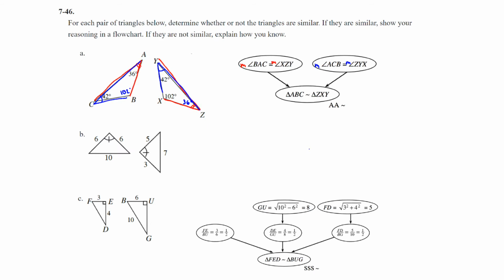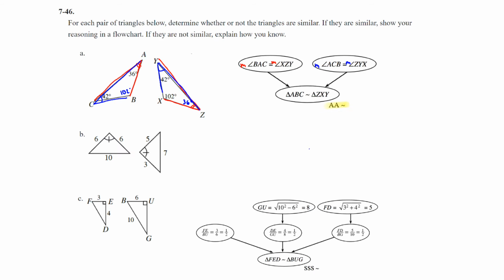And remember, angle A should be the same as angle Z. All right, angle B should be the same as angle X. They should go in order when you're writing those down to say that they are similar. And also don't forget to include your reason for the similarity, which is angle-angle similarity.